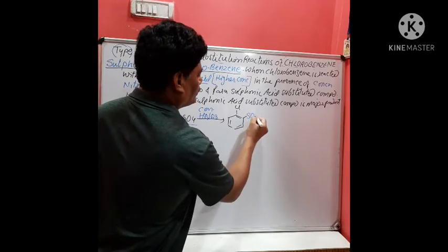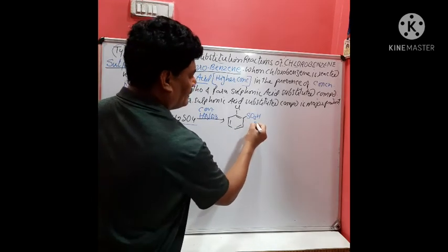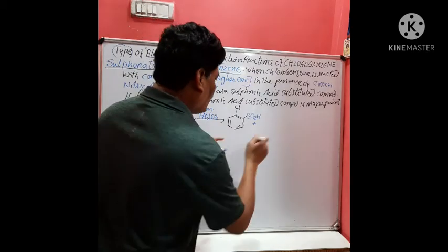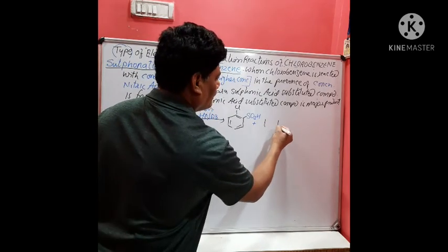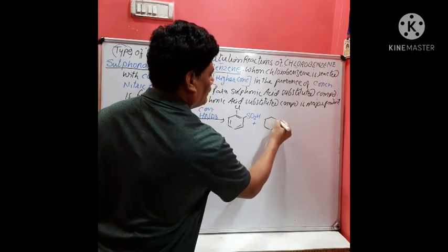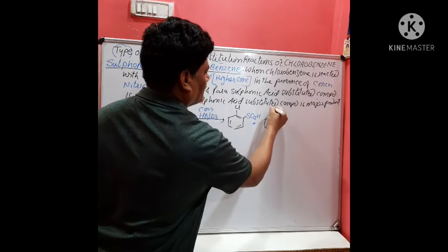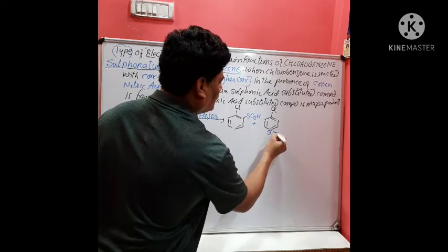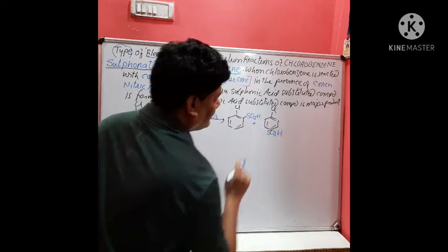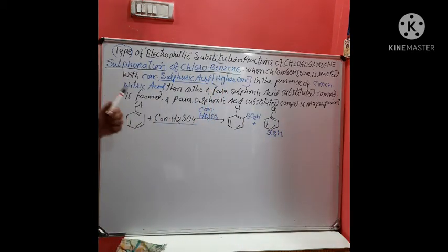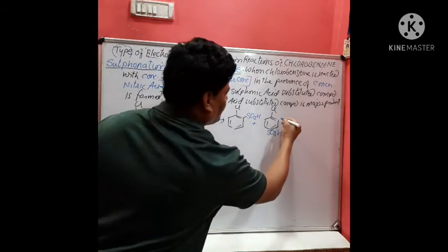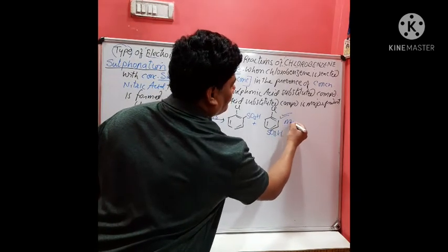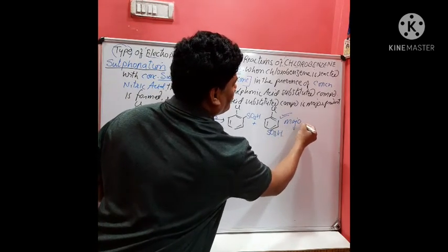SO3H, sulfonic acid, plus in the ortho position, say Cl, and there is SO3H, isn't it? So the ortho and the para substituted compounds are formed. And which one will be the major product? This one will be the major product.